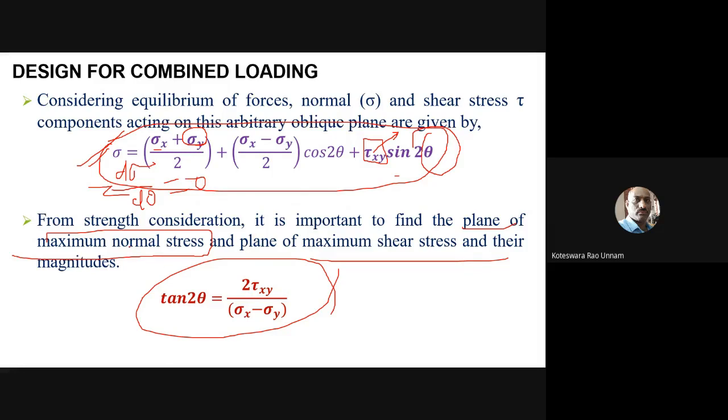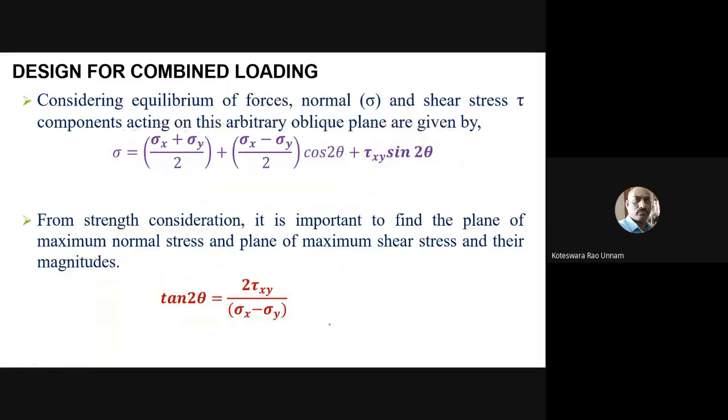Using this relation, you can easily get the plane of maximum normal stress. Here also, the sign convention is important for tau xy. If you take plus here, you will get one theta value. If you take a negative value here, you will get another theta value. So which one is correct you need to identify properly, and whether the positive or negative value is correct is based only on how you identify the sign of tau xy.